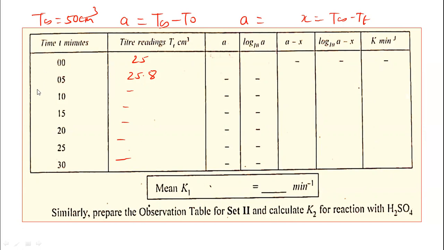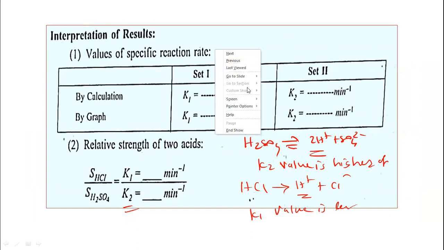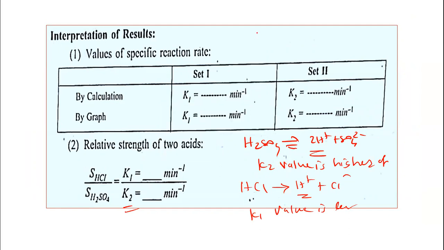Using the T infinity values we can do the calculation and calculate the specific reaction rate constant K1, as this reaction is a first order reaction. It is first order because the rate of the reaction depends upon the concentration of the reactant, only one reactant here. Once again I would like to write the reaction here: hydrolysis of methyl acetate. The rate of the reaction depends on the concentration of methyl acetate, and the products are acetic acid and methanol.